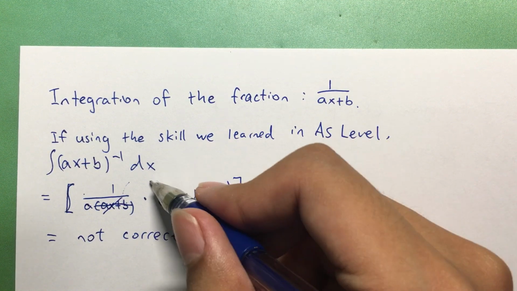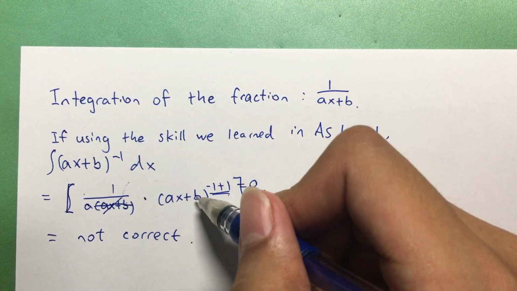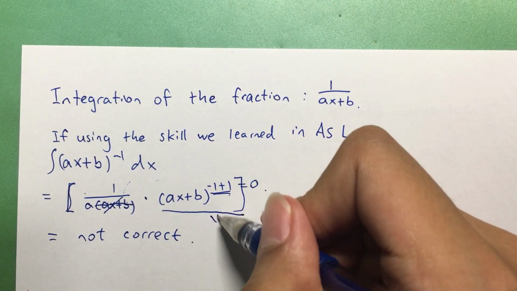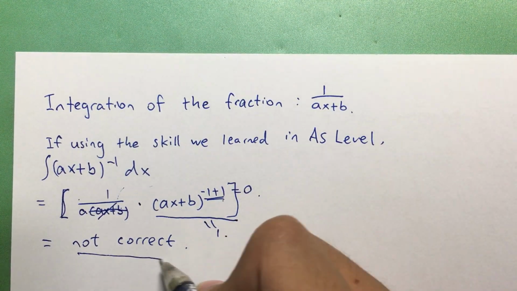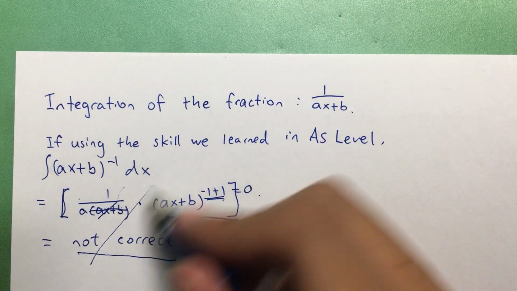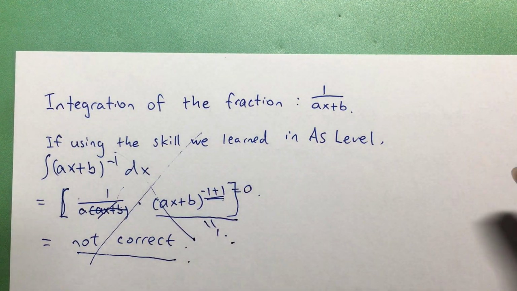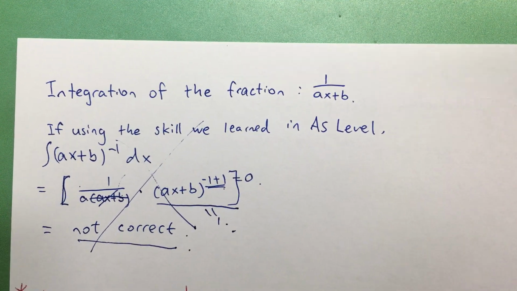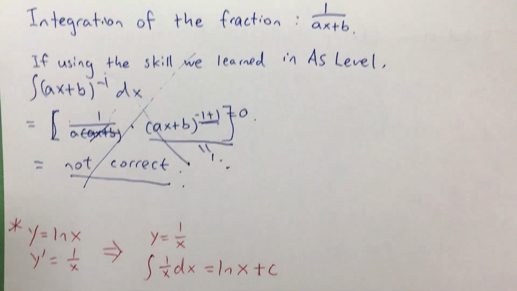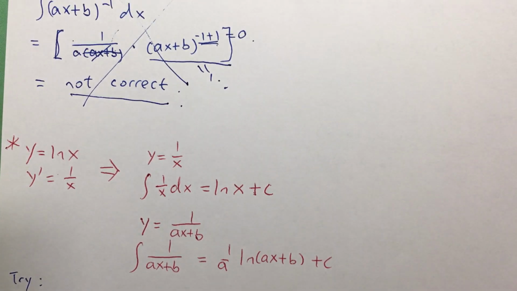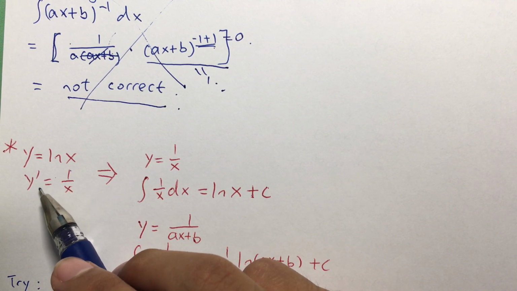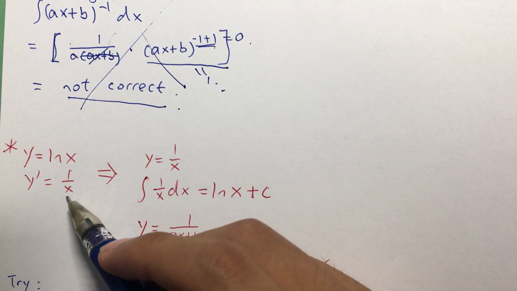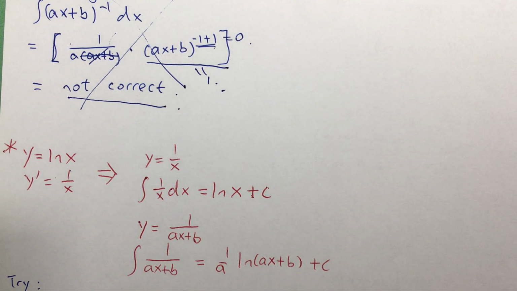And so that means we can't put anything in front because this part is equal to 0, so we cannot apply this way. This way is not correct. So what can we do? Well, we learned in the differentiation part that if y equals ln x, then y dash is equal to 1 over x. So that is what we learned in differentiation.